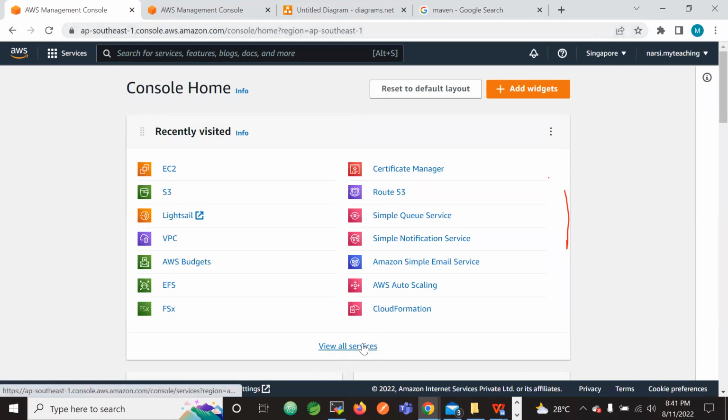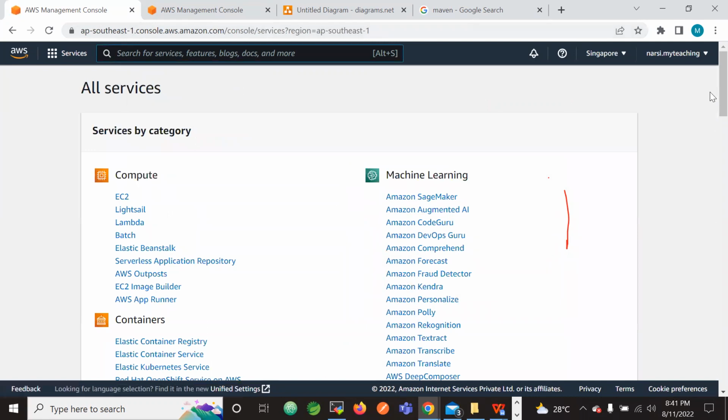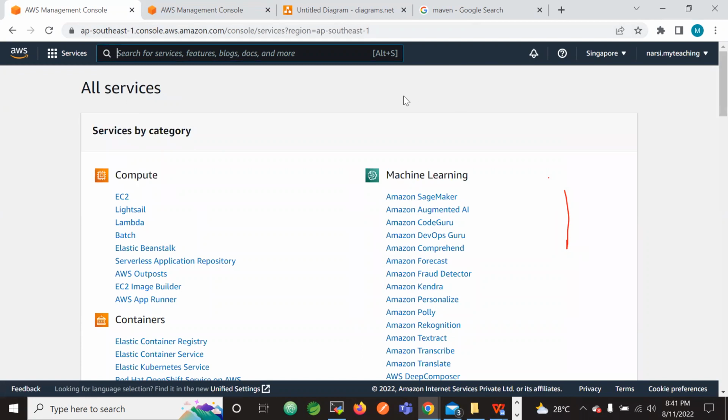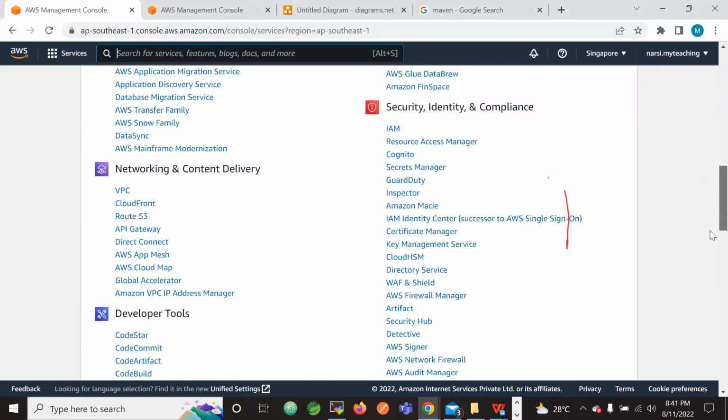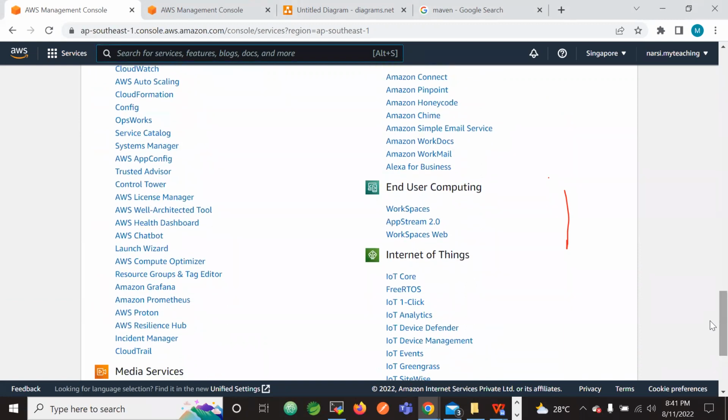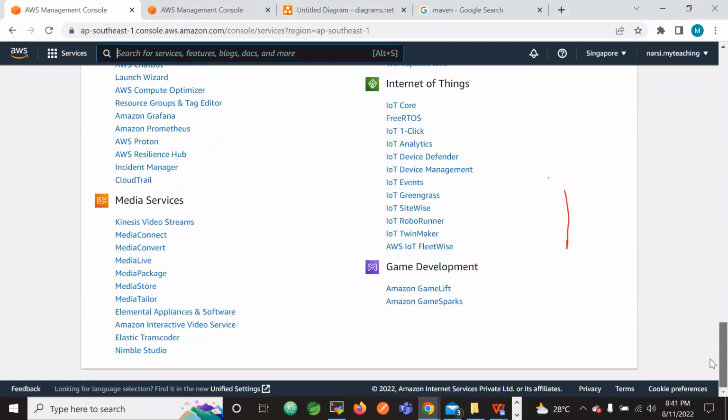So these are all the services you can see as soon as you have logged in. We have 200 plus services. In all these 200 plus services, which services should we focus on? Learning all 200 services is highly impossible for one candidate.